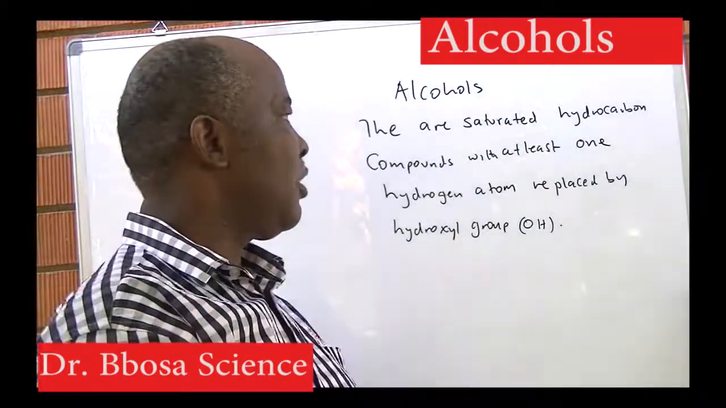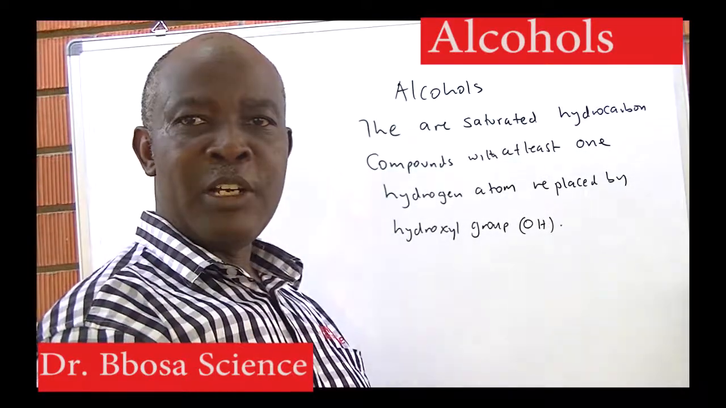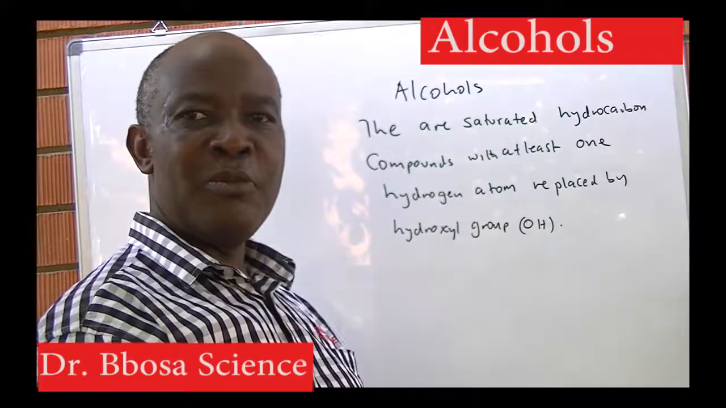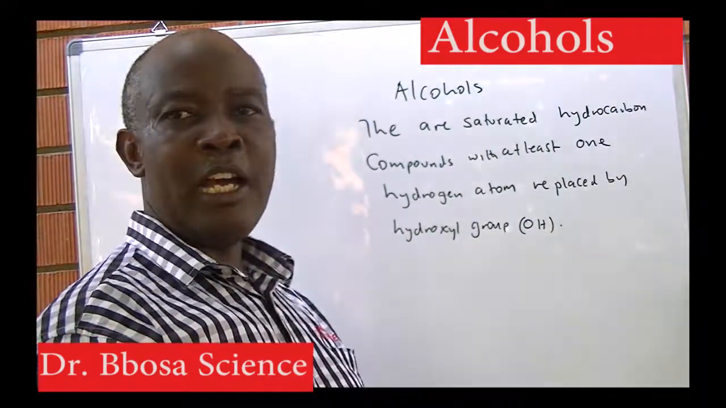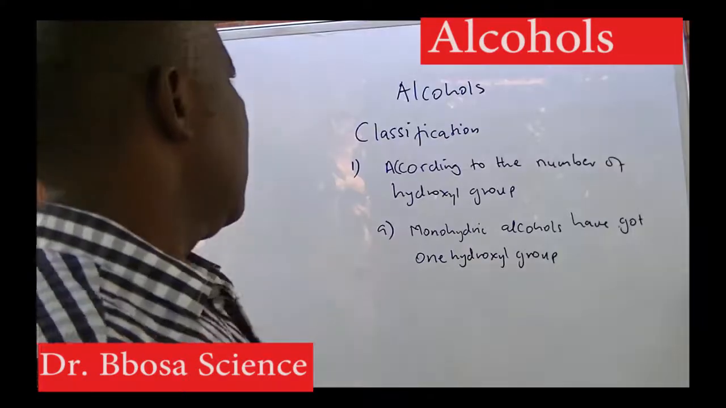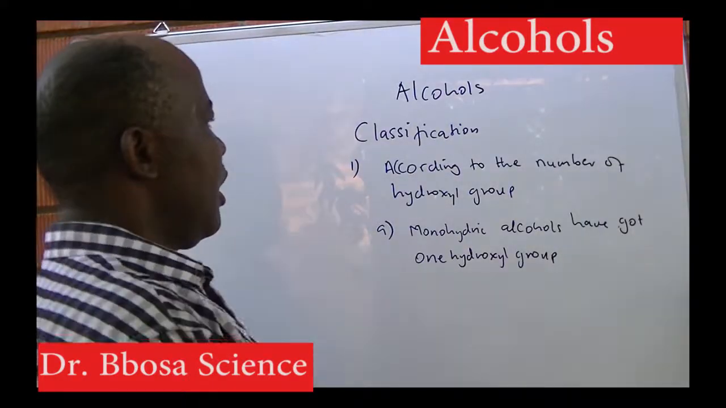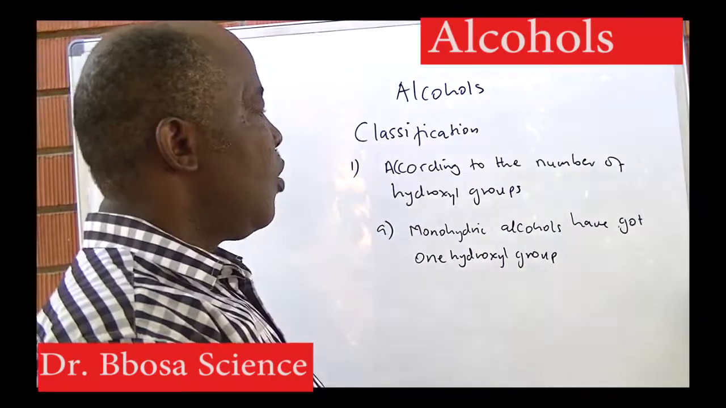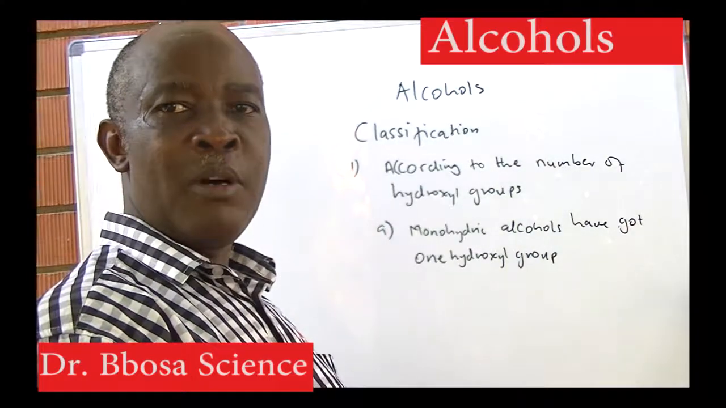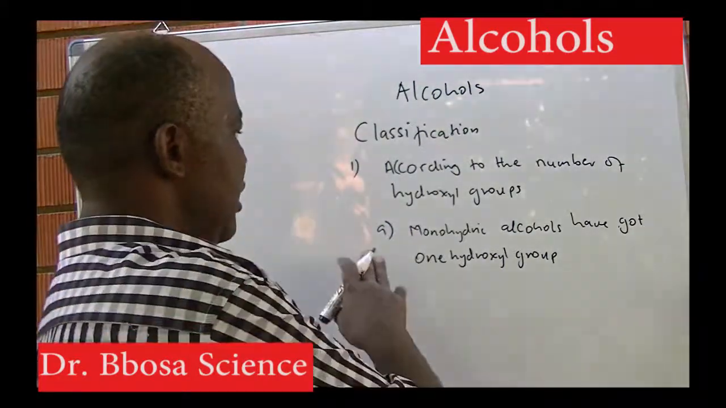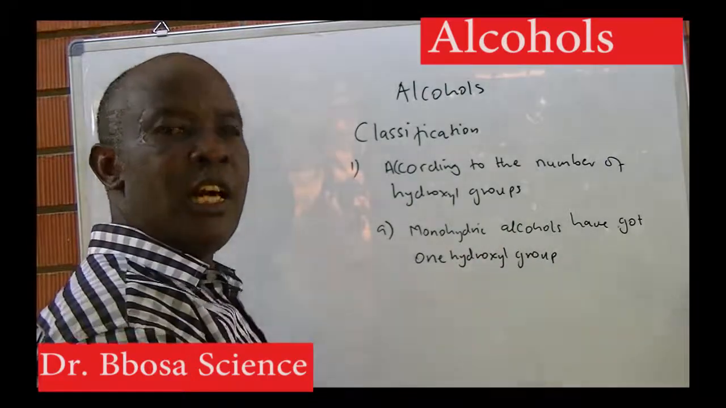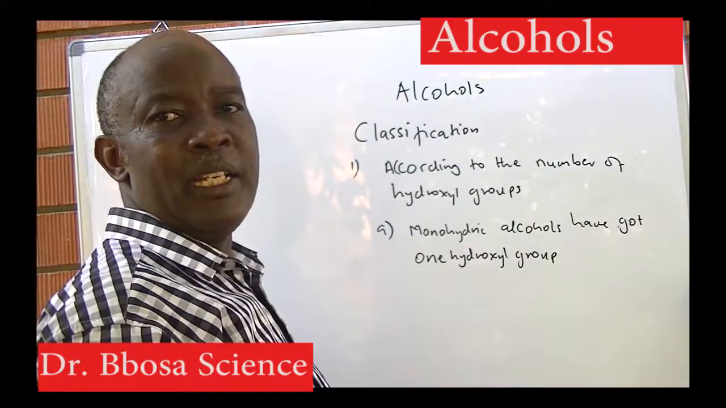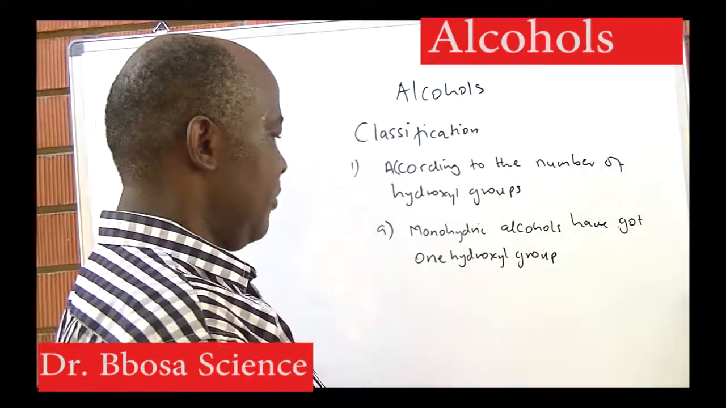Alcohols are saturated hydrocarbon compounds with at least one hydrogen atom replaced by a hydroxyl group. Classification according to the number of hydroxyl groups on the hydrocarbon skeleton. A. Monohydric alcohols have got one hydroxyl group on the parent hydrocarbon chain.